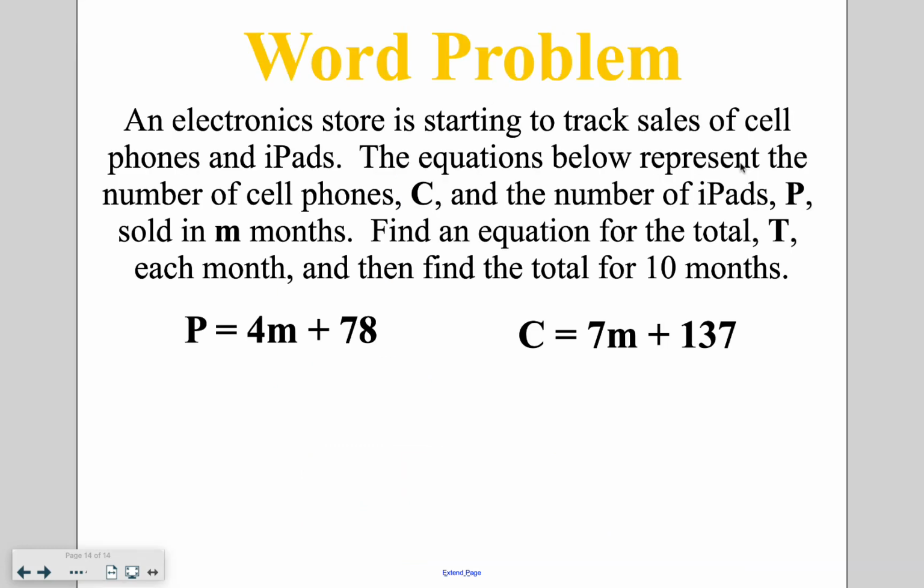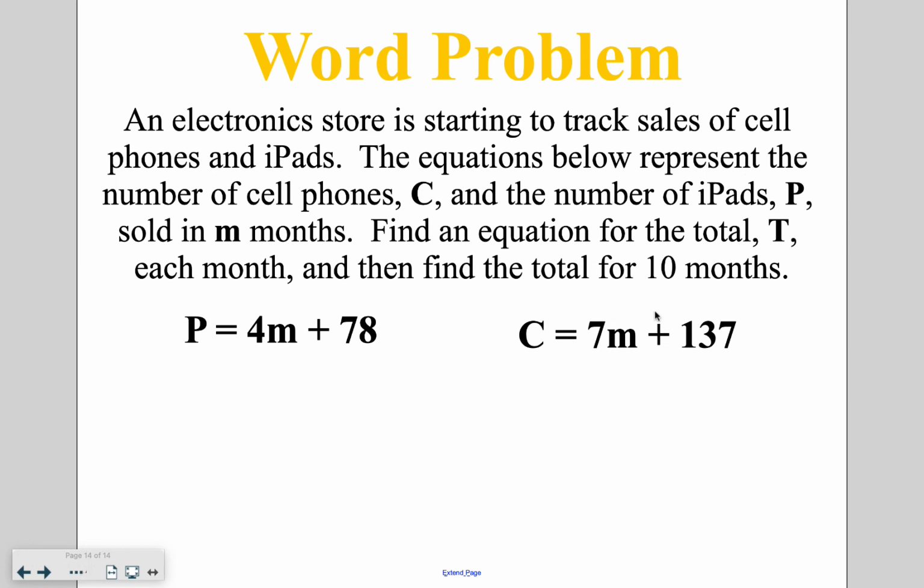Last piece, we're going to wrap it up with a word problem. An electronics store is starting to track sales of cell phones and iPads. The equations below represent the number of cell phones, C, and the number of iPads, P, sold in M months. Find an equation for the total T for each month, and then calculate the total for 10 months.